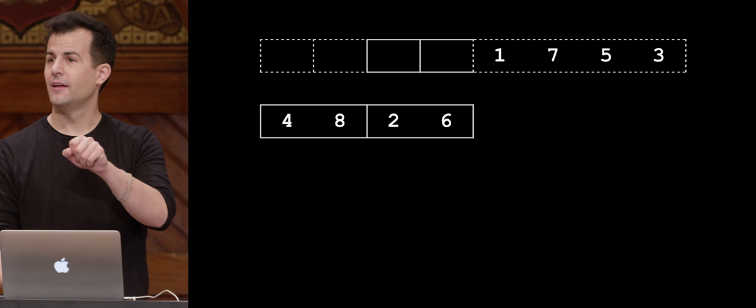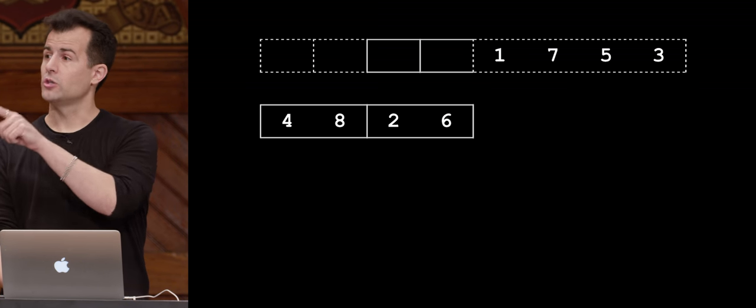You're missing a step. Merge, that third step. Once you've sorted the left half of something, and then you've sorted the right half of something, now you have to merge them or weave them together somehow. So the left half of the list in the story at the moment is 4 and 8. The right half is 2 and 6.